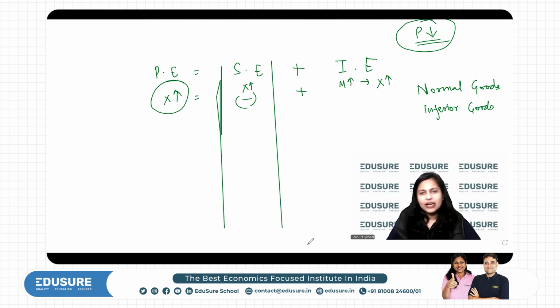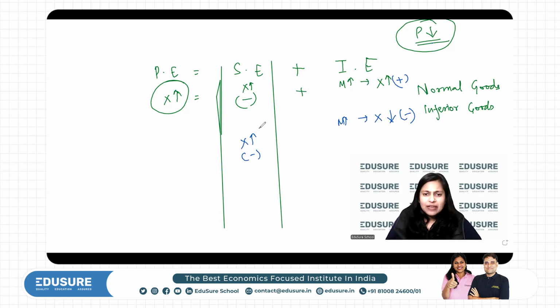Okay, so for all the goods that I draw, the substitution effect is always going to be negative. So let's consider inferior goods. As price falls, because of the substitution effect, X will rise. Okay, the substitution effect is negative. But what about the income effect? For inferior goods, if you remember, the income effect is negative. That means when price falls and the real income rises, the quantity of X actually falls. Okay, so the income effect is actually negative for inferior goods.